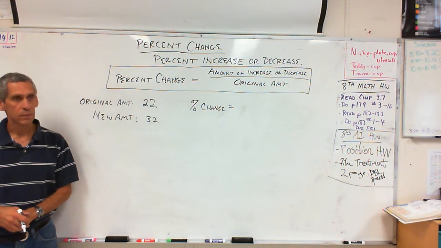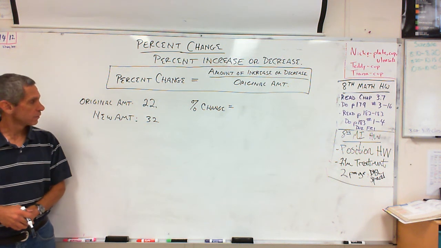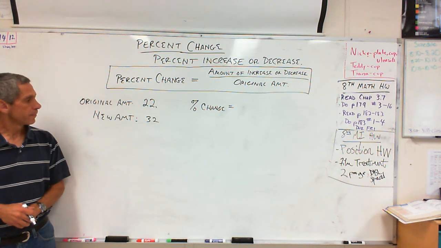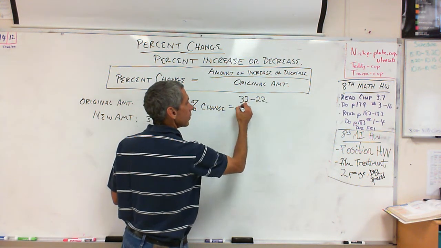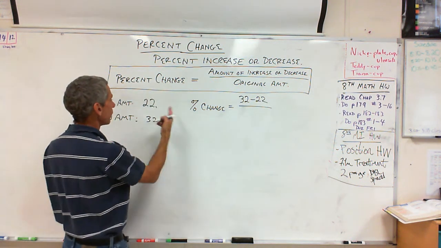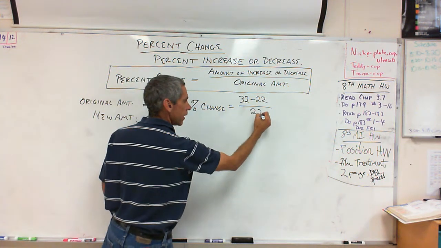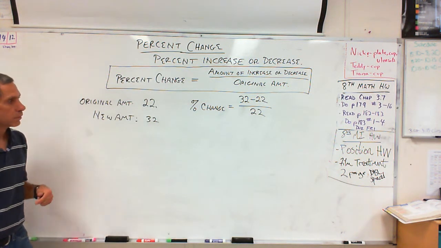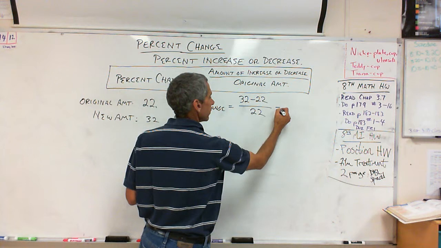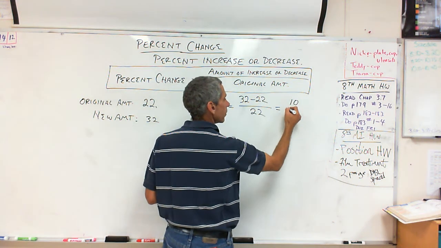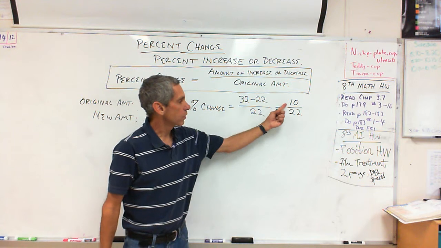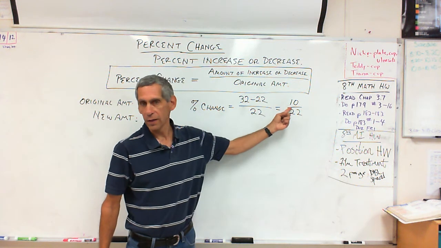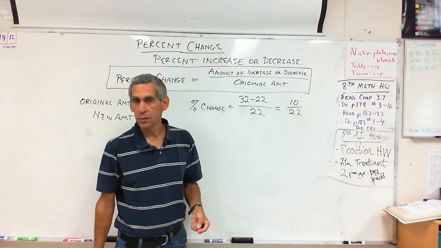Okay, well, so since the new amount is an increase from the original amount, you would put 32 first and then minus 22? Yes. And then over 22. Over the original amount, 22, exactly right. Then you would subtract 32 and 22, that's 10, then. Right, yeah. And then what you can do is, Lila, what's 10 divided by 22?